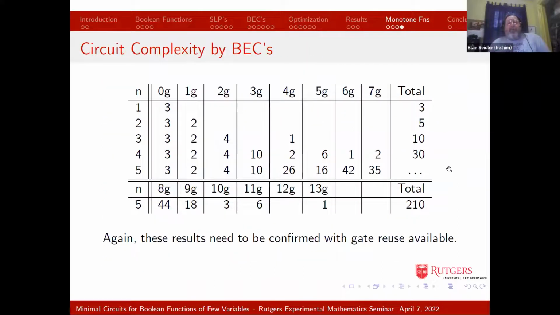Okay, and this is what I have found now. Again, I need to go back and make sure that all of my gate reuse stuff is correct and make sure that these match other known results. The strangest result here, from my perspective, is that there was one function that required 13 gates and no other function required more than 11. Anyone want to hazard a guess what the 13 gate function was?